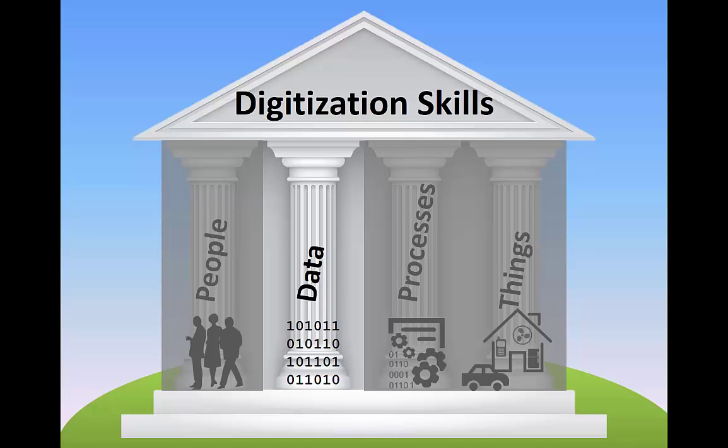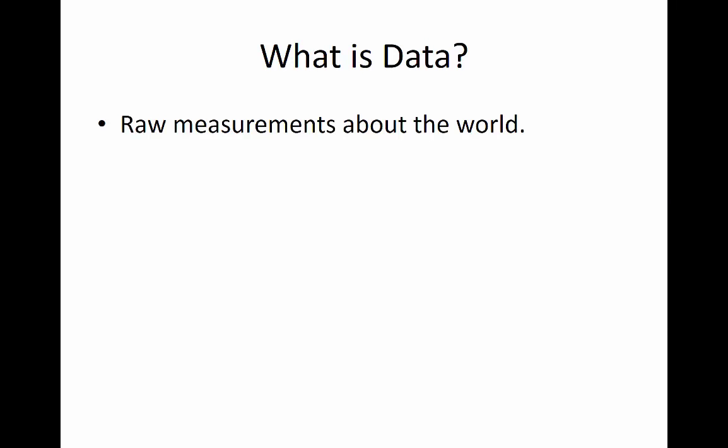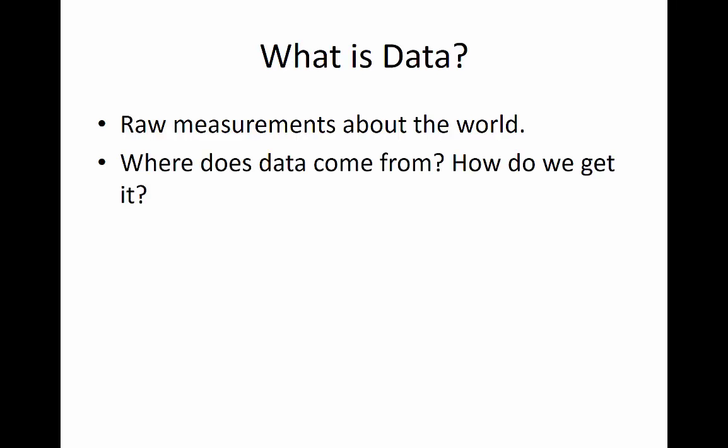The next pillar is data. And what data is, is raw measurements about the world, right? And computers are doing this, right? So where does data come from? How do we get it? And it can come from several sources. One is manual measurement. You go and take a ruler and you measure the size of stuff. Or you take a thermometer outside and see that it's 85 degrees.